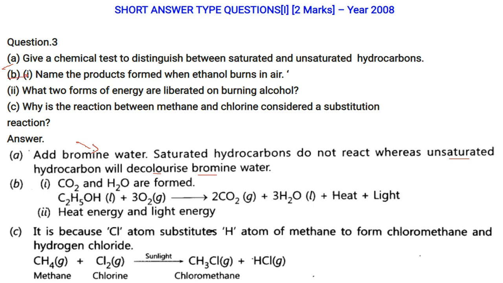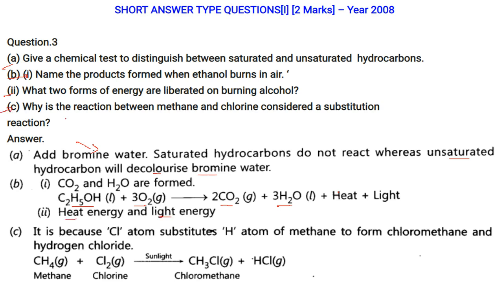Name the products formed when ethanol burns in air. So ethanol, C2H5OH, when it burns in air, gives CO2 and H2O with heat and light. The second part is what two forms of energy are liberated on burning alcohol. So it is heat energy and light energy.